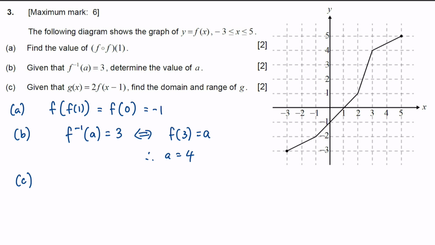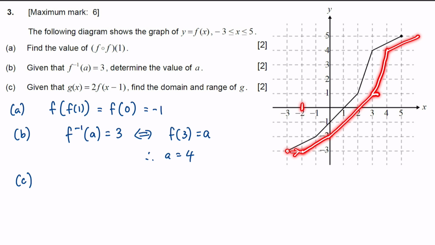Part C. Given that g of x is 2 times f of x minus 1, find the domain and the range. Okay, so this is a transformations question. We note that f of x minus 1 is a translation of the graph by 1 unit in the positive x direction. So the graph of f of x minus 1 really looks like this. We are going to take this graph and move it to the right by 1 unit. So everything gets shifted to the right by 1 unit.